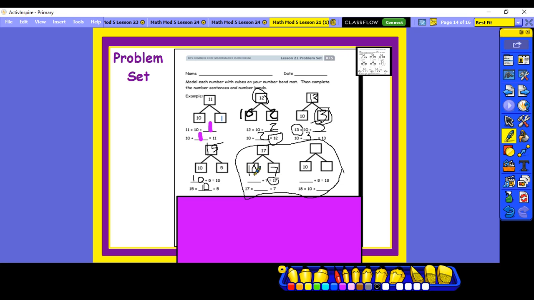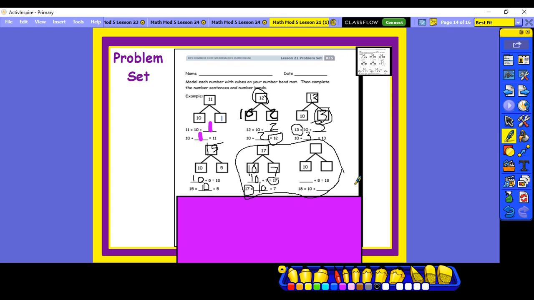When I look at my number sentences, I see the 17 is last. So my parts have to go first. They've given me the part of 7, so my missing part has to be 10. I should have written 10 plus 7 equals 17. Then, on my next one, I say the 17 is first. So I should have said 17 equals 10 plus 7.